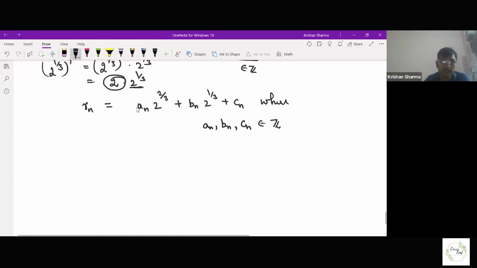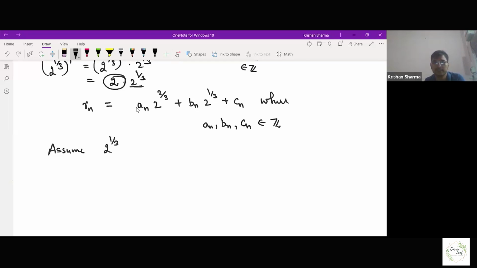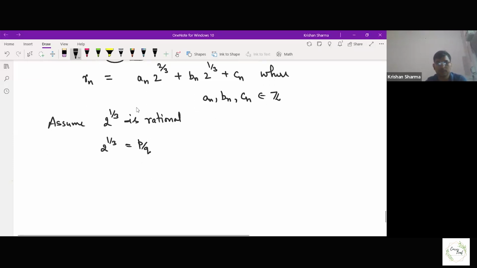Okay. Now again, what is the trick? We will assume 2 raised to power 1 by 3 is rational. So remember that while extending, we are doing nothing new, just repeating the trick. So 2 raised to power 1 by 3 is P upon Q. And if you put these values, what will Rn become? An, that is the square of that number. So that will be P square by Q square plus Bn P upon Q plus Cn.